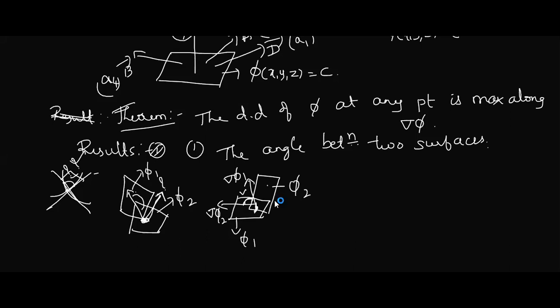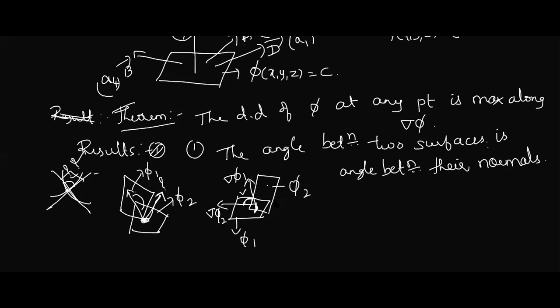So the angle between two surfaces is defined as the angle between their normals. Taking it in a broader sense, the angle between two curves is nothing but the angle between the tangents at the point of intersection. Similarly, the angle between two surfaces is the angle between their normals. Normal is nothing but the perpendicular drawn to the surface.